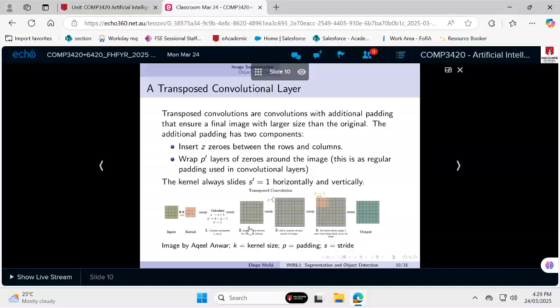It's difficult to see. So the green is the original pixels, and then you insert. In this case, Z is 1. So that means interleave one row of zeros between the original values, and one column. So this is Z equal 1. And then here P bar is going to be 1 as well, and you have this pattern here. Are there questions? No?